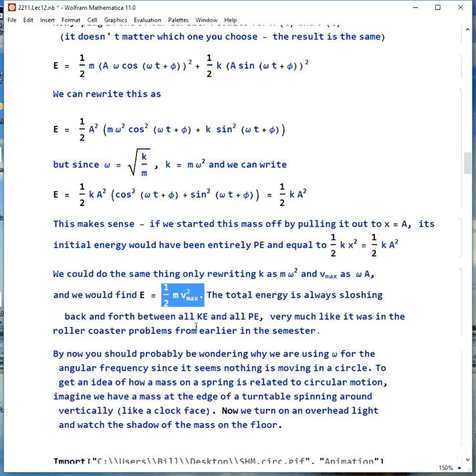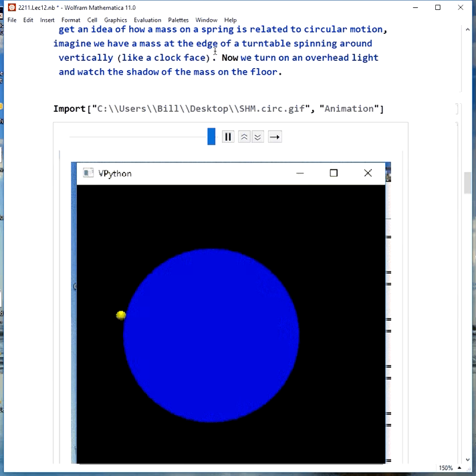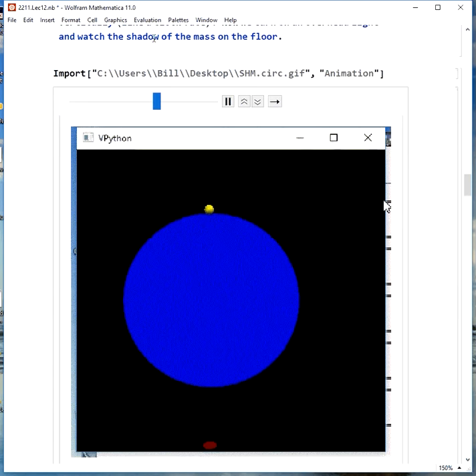One question you may have had is, what's the point of this omega in here? Since we don't seem to have anything moving in a circle, how do we get the idea of an angular frequency? To understand that, imagine you have, as in this picture, a mass on a turntable that's spinning around vertically, and look at the shadow of the mass on the floor. You can see the red dot moving back and forth, back and forth. It turns out that the behavior of the shadow, the red dot here, exactly matches the behavior of the mass on a spring. So that's the connection.